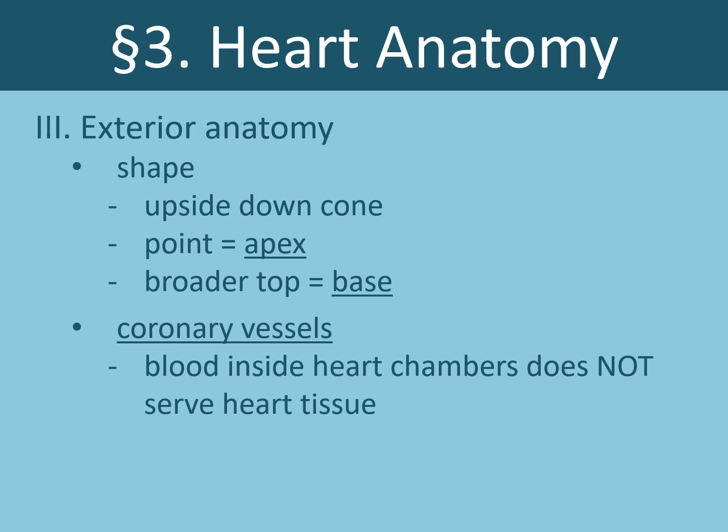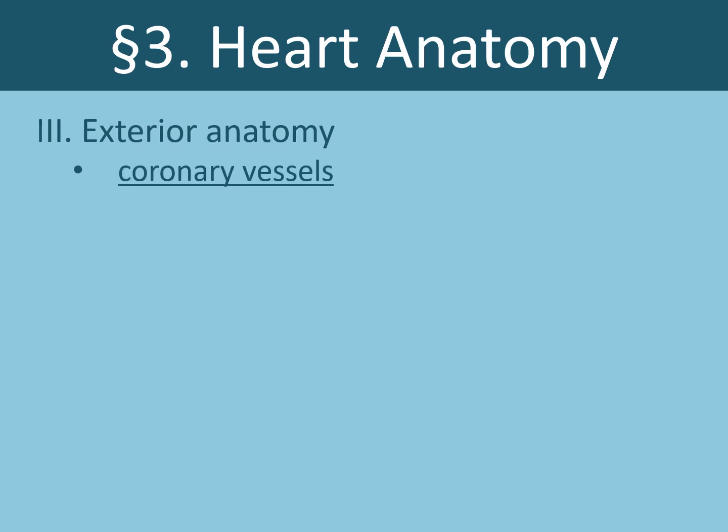The blood that flows through the chambers of the heart doesn't actually provide the heart itself with oxygen or nutrients. So the heart needs its own set of special blood vessels. These are called coronary vessels. The term coronary comes from the term corona, which means crown, because the vessels form a ring around the base of the heart, kind of like a crown.